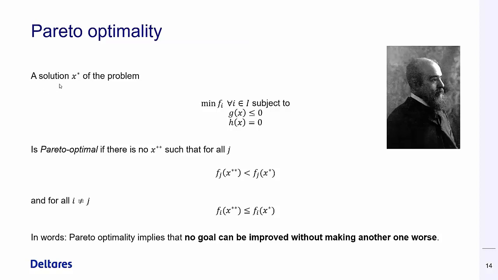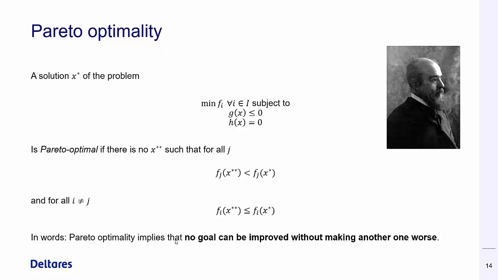With a mathematical expression, the solution x star of the problem is Pareto optimal if there is no x star star such that for all other solutions the function term is smaller than it would be for the x star, and for all i not equal j, we have the function f_i of x star star smaller than f_i of x star. Now this is the mathematical expression. In words, easier to understand.